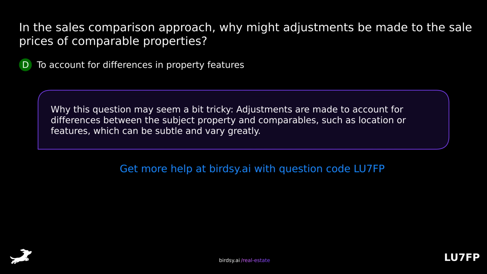Why this question may seem a bit tricky. Adjustments are made to account for differences between the subject property and comparables, such as location or features, which can be subtle and vary greatly.